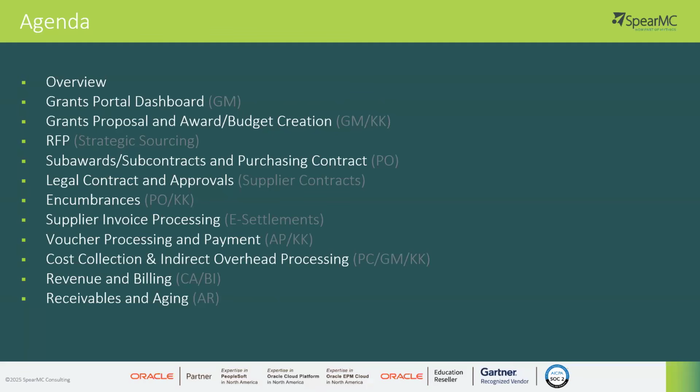And then I'm going to hand it over to Randy, who will walk through the subaward piece of it using the procure to pay modules. We will be in strategic sourcing, we will be in purchasing, we will be in supplier contracts, and we will also be in e-settlements, where we'll have our subrecipient upload an invoice for approval and processing. Once we have that voucher or that supplier invoice approved, we will go into creating the voucher and a payment, and then really the rest of the typical post-award processing for grants, collecting that expense into our project, creating indirect overhead, running billing and revenue, and lastly, sending those invoices to AR.